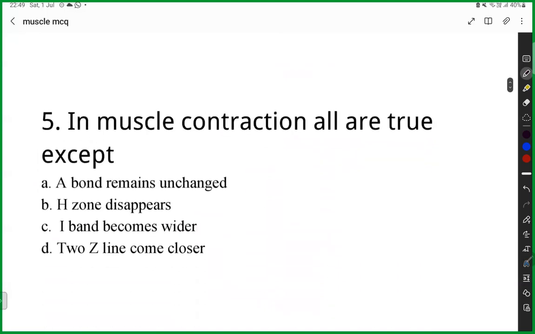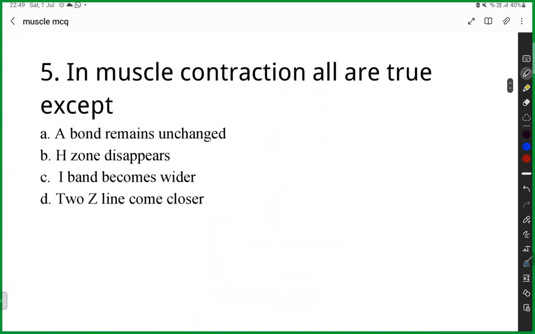Okay, next question. In a muscle contraction, all are true except. I told you this very important one again. I was always repeating that this question will be asked in your test. So in a muscle contraction, all are going to be true except. While you read about muscle contraction, you need to always remember four important points. At the end of the contraction, A band will always remain the same, unchanged. So this option is correct.